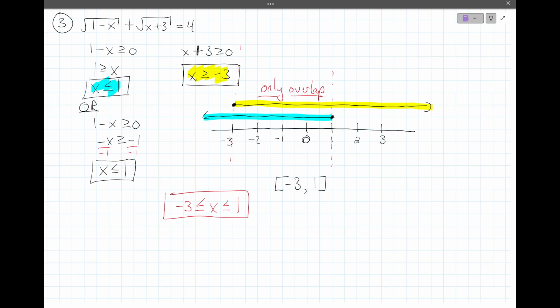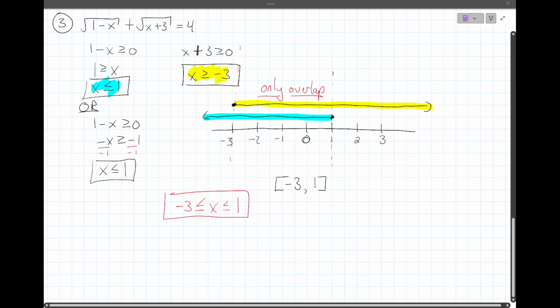Right, so that's restrictions. We'll do the next one as well. Let's look at solving radical equations. So we'll do a couple examples there as well too. Good.